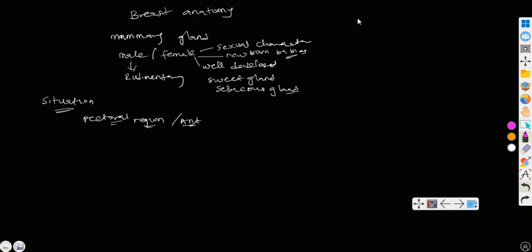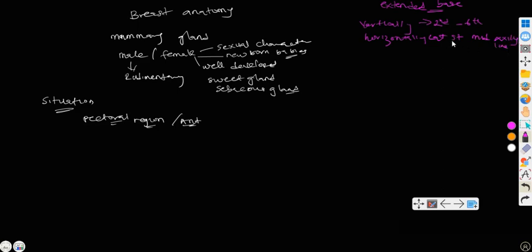Next is the extent of the breast. How is the breast extended? Vertically and horizontally. Vertically, it extends from what? Second to sixth rib. Horizontally, it extends from the lateral border of the sternum and ends at the mid axillary line.